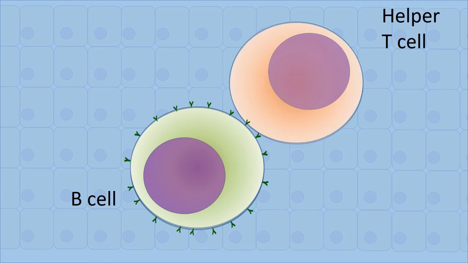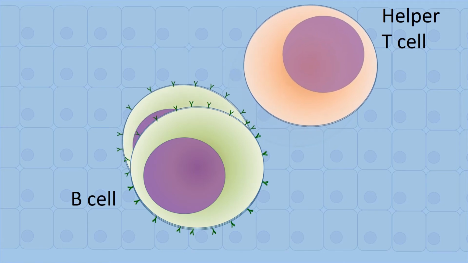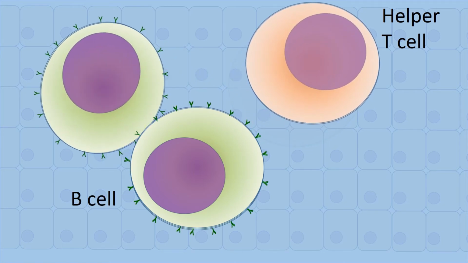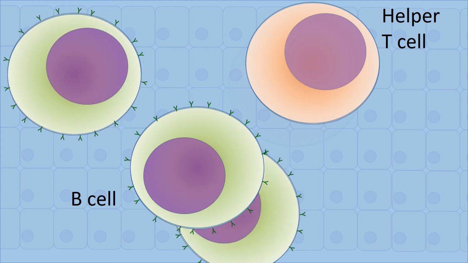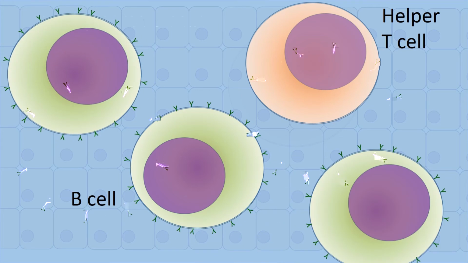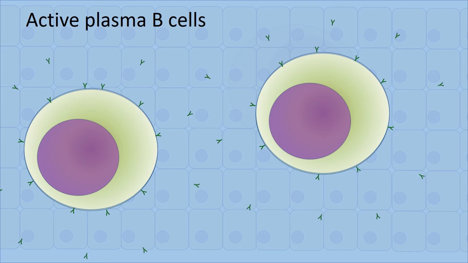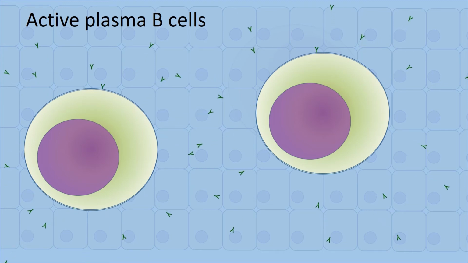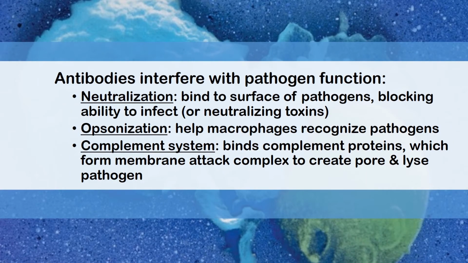That process of cell division will result in copies that become memory cells, and you'll also have active plasma cells. Those active plasma cells will then begin to release their receptors into the surrounding fluid. Those released B cell receptors are the antibodies and are going to be specific for the pathogen in question. These antibodies have several major roles.